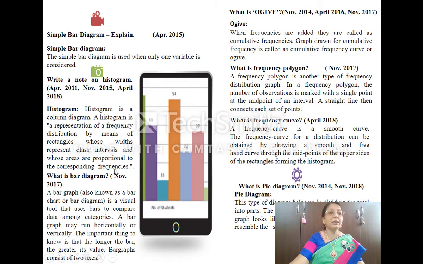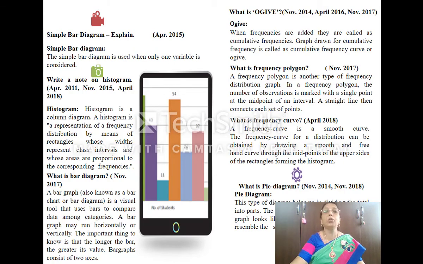Then a bar graph is a visual tool that uses bars to compare data. So your graph is drawn for comparing data. A bar graph can be horizontal or vertical. So we can have a horizontal bar diagram or a vertical bar diagram.